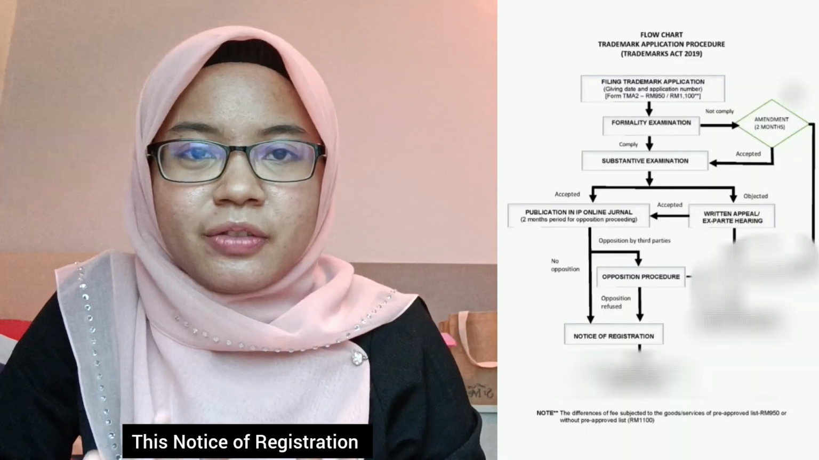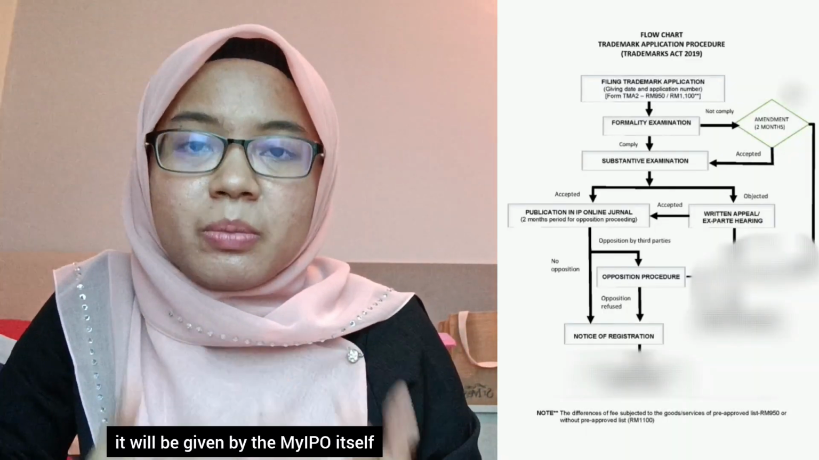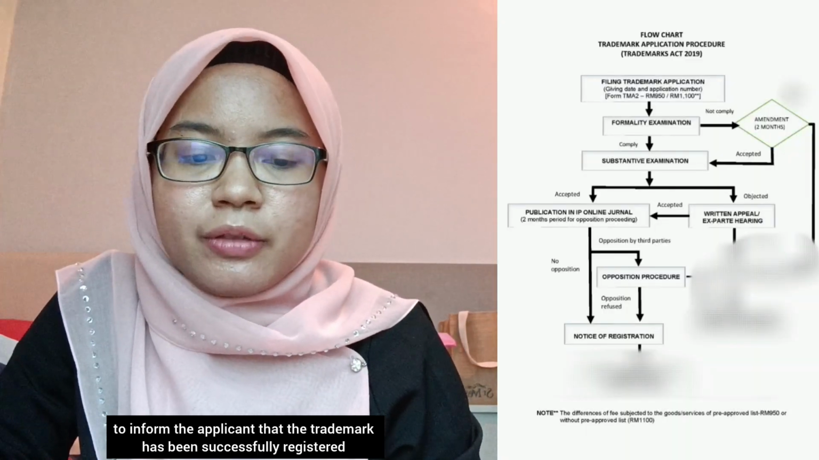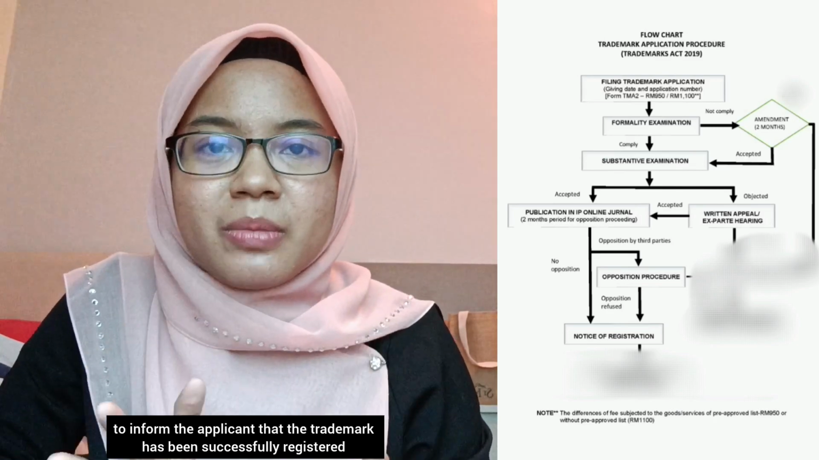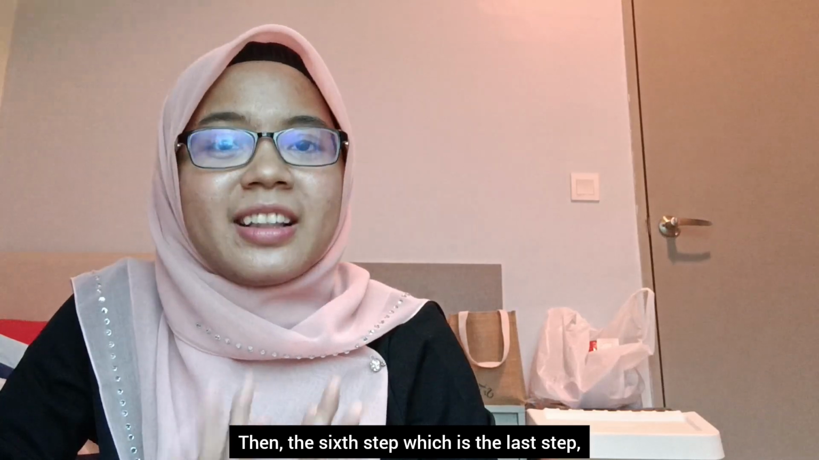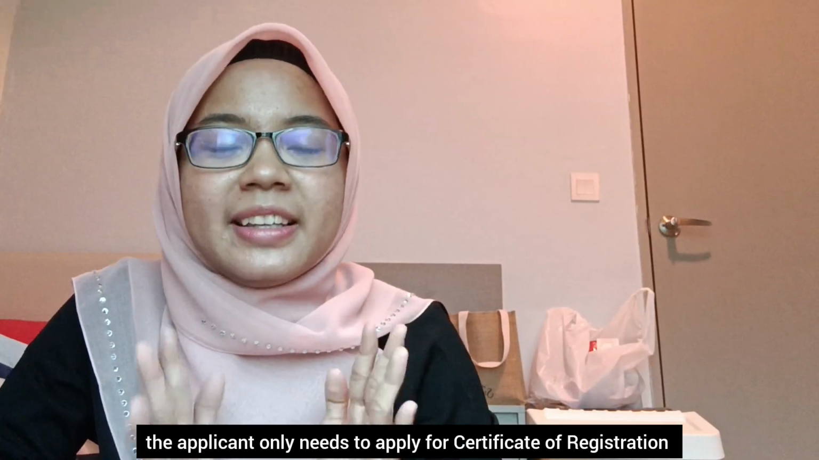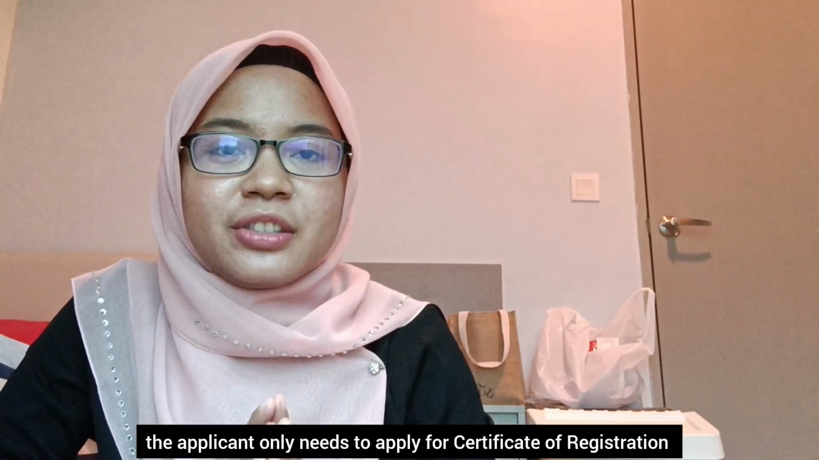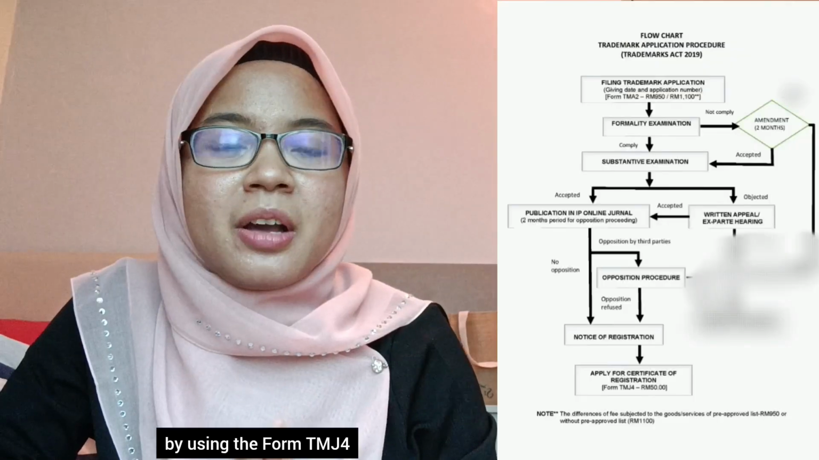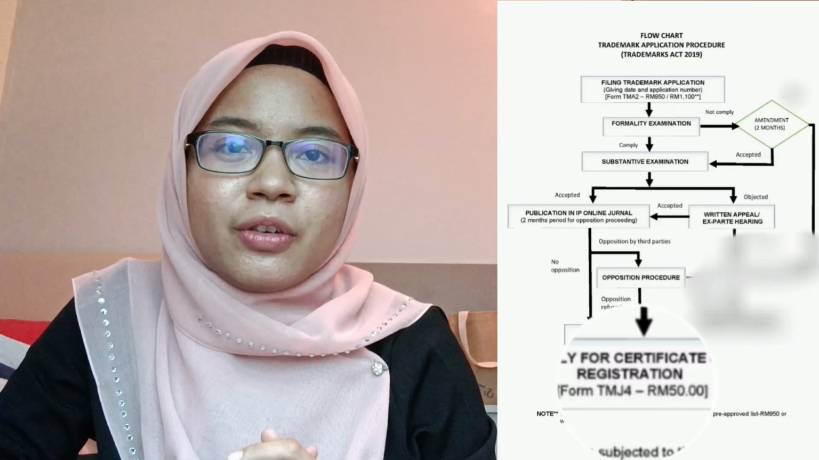This notice of registration will be given by MIPO itself to inform the applicant that the trademark has been successfully registered. Then, the sixth step, which is the last step, the applicant only needs to apply for a certificate of registration by using the form TMJ4 and by paying 50 ringgit.